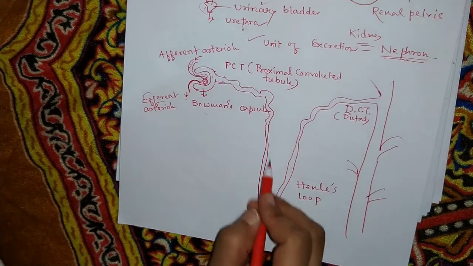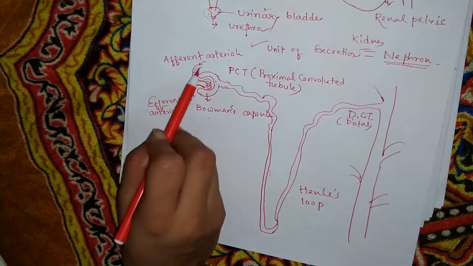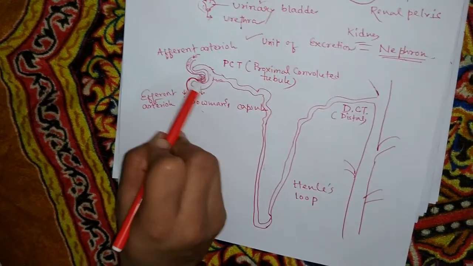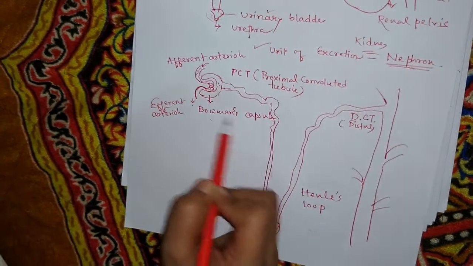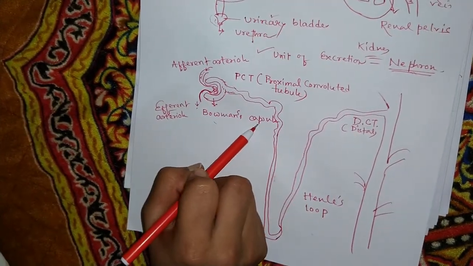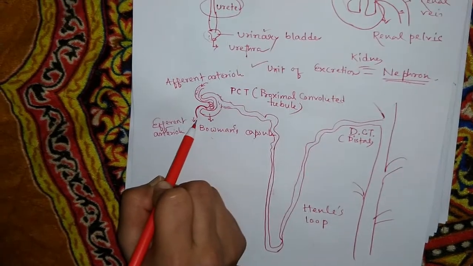This is the descending limb of Henle's loop. This is the ascending limb of Henle's loop. So blood is coming here. After the sieving action, whatever needs to be excreted will come here, to Bowman's capsule. Now the other parts of the blood will go here, the efferent arteriole.